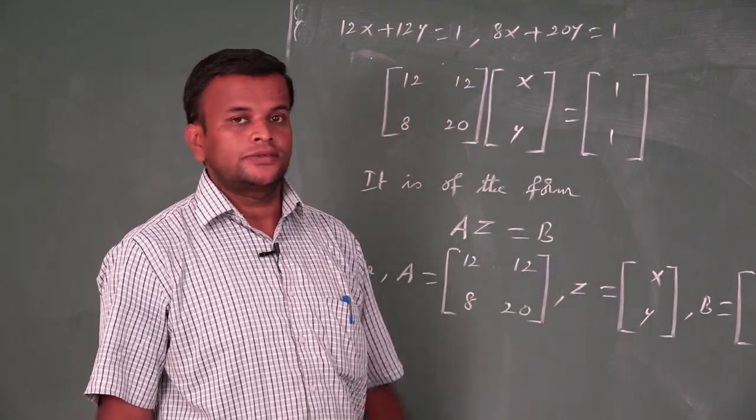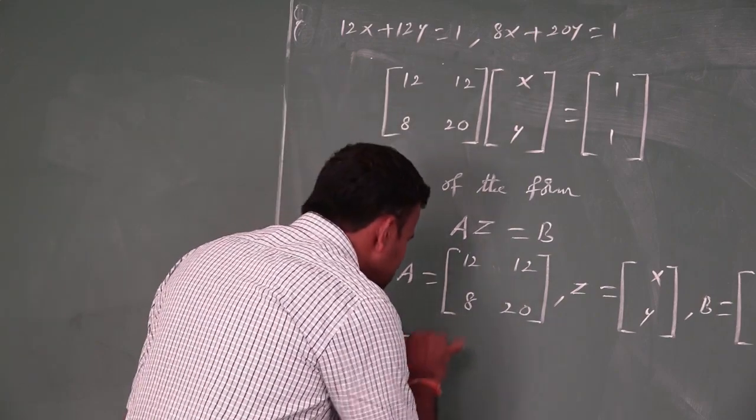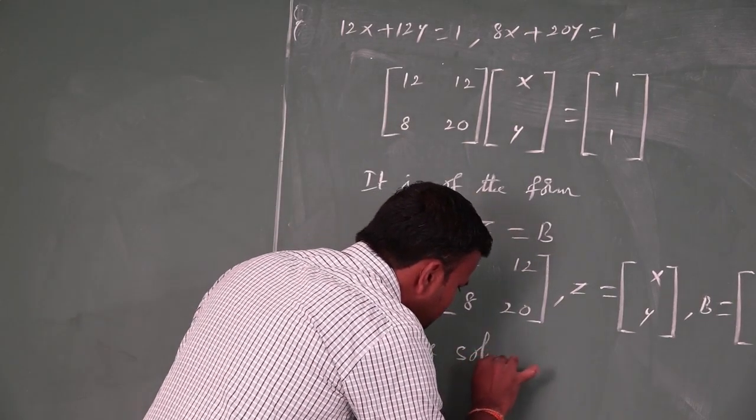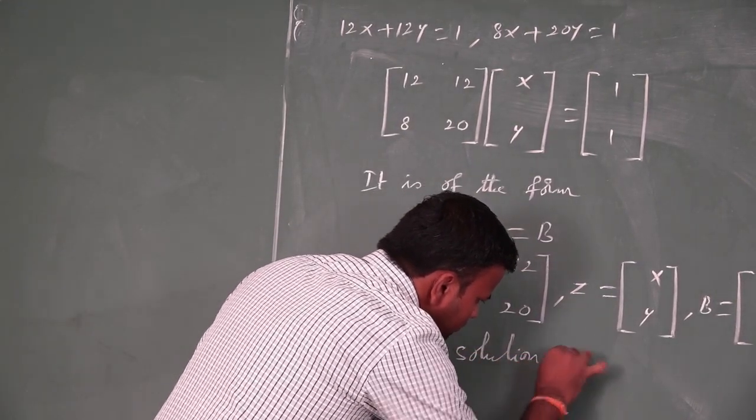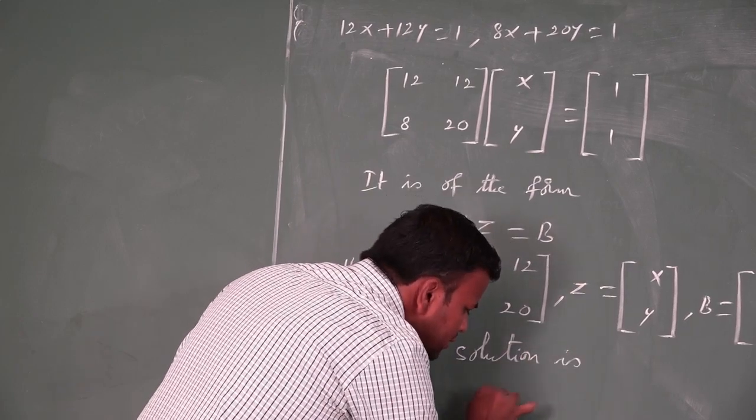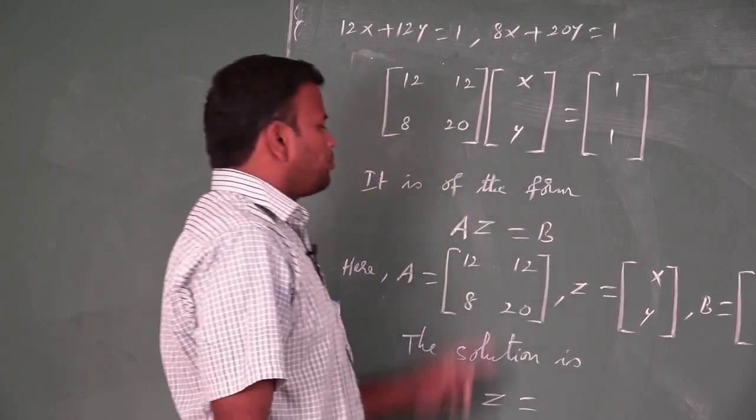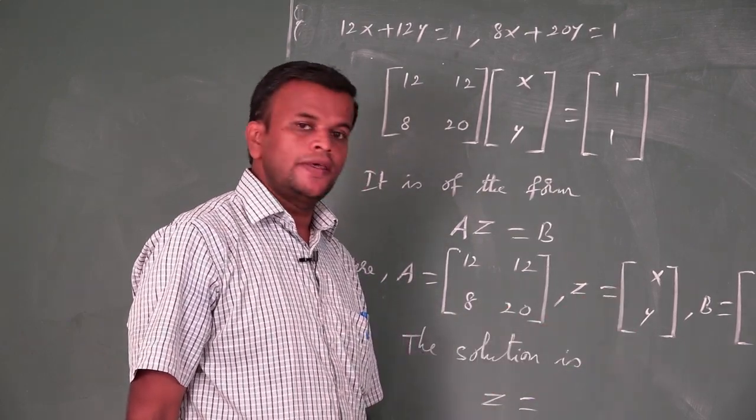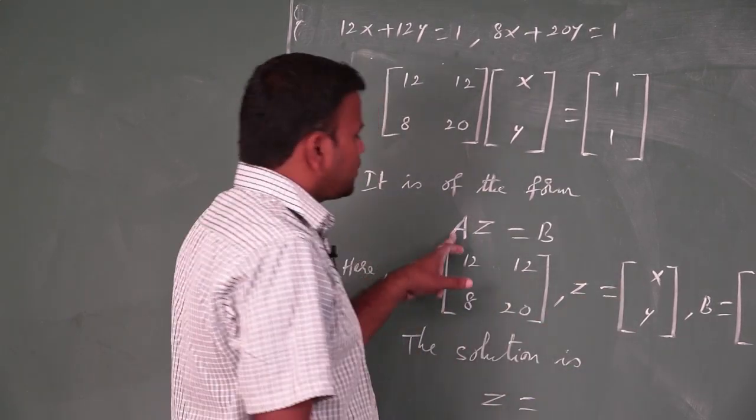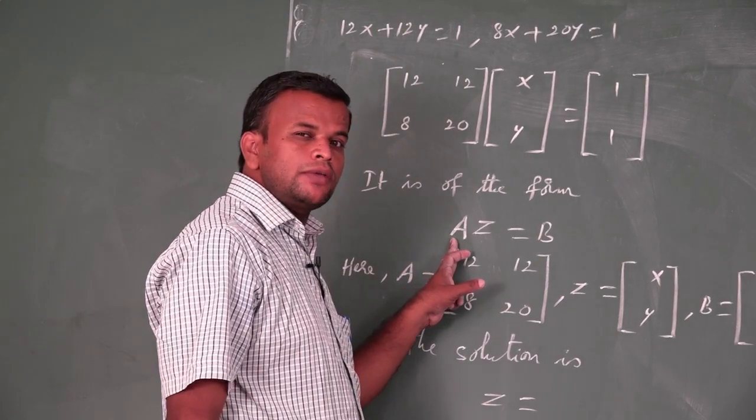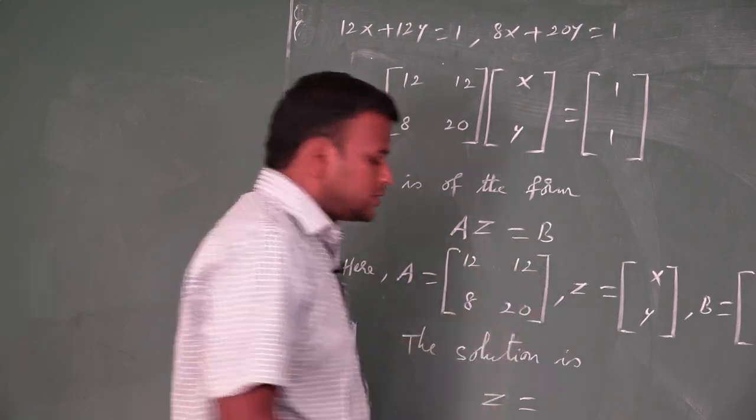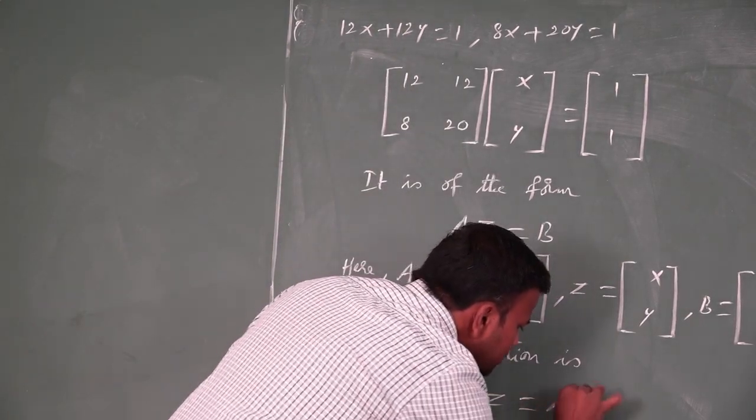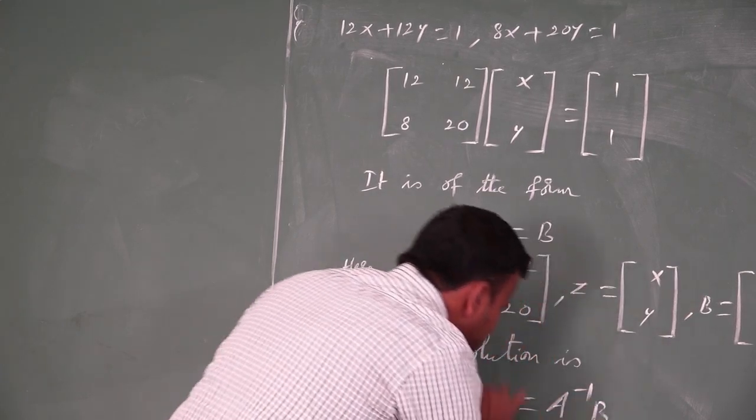What is the solution? The solution is, usually we write it as X, but we need Z here, because the matrix Z contains X and Y. Z is equal to, we remove A, so A becomes A inverse on the RHS. A inverse into B.